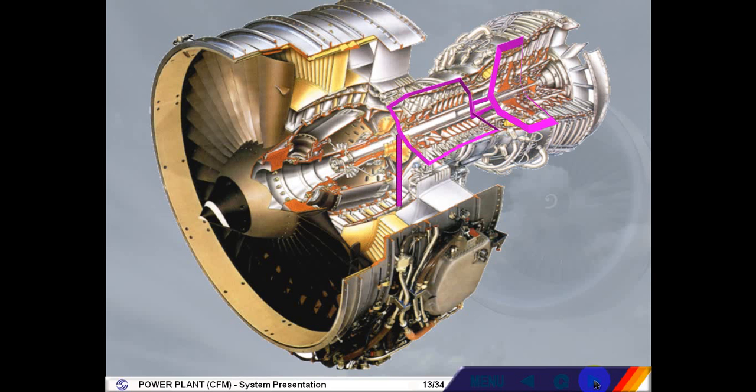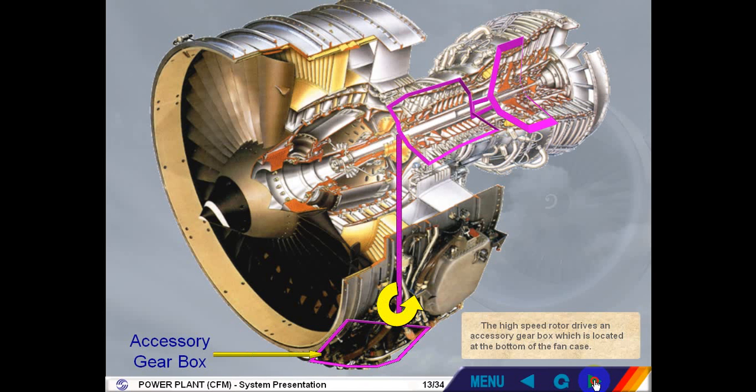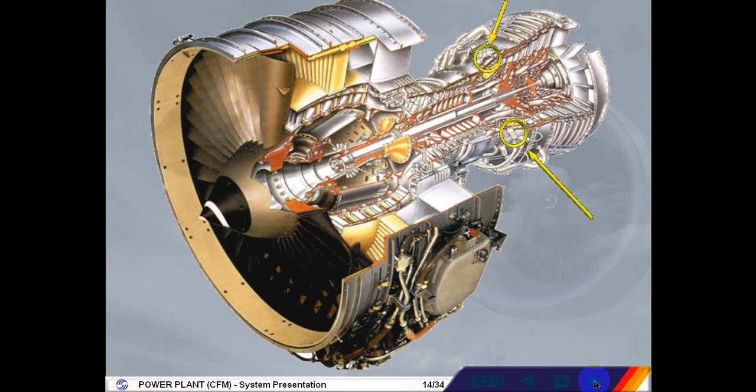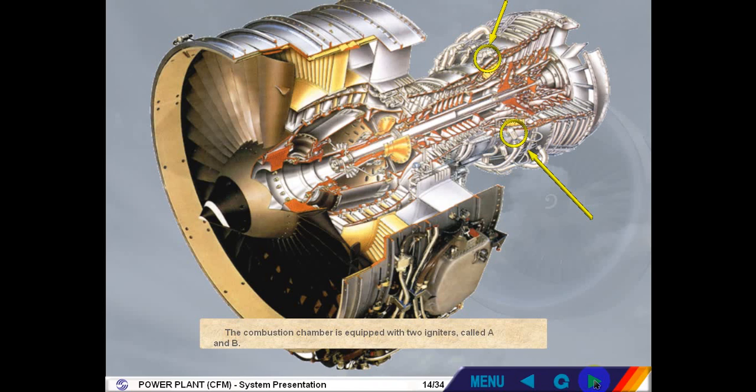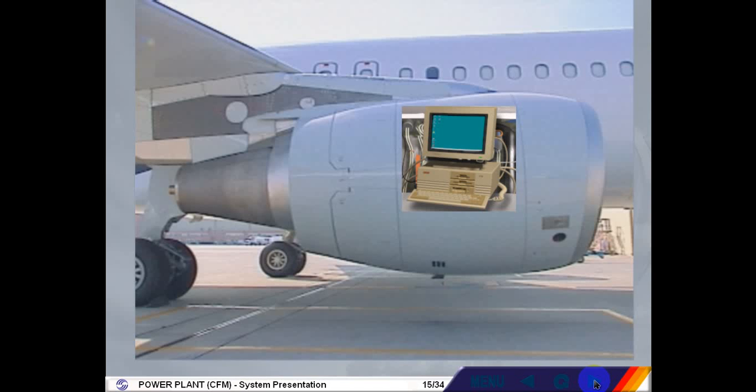The high-speed rotor drives an accessory gearbox, which is located at the bottom of the fan case. The combustion chamber is equipped with two igniters, called A and B. Each engine is equipped with a full authority digital engine control system, FADEC, which provides complete engine management. For redundancy, each FADEC has two channels, A and B, one active and one in standby.